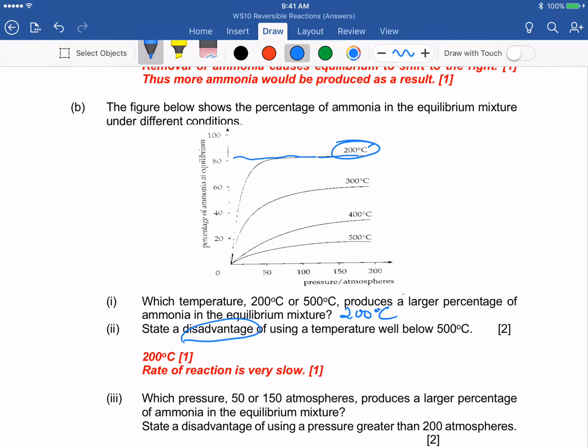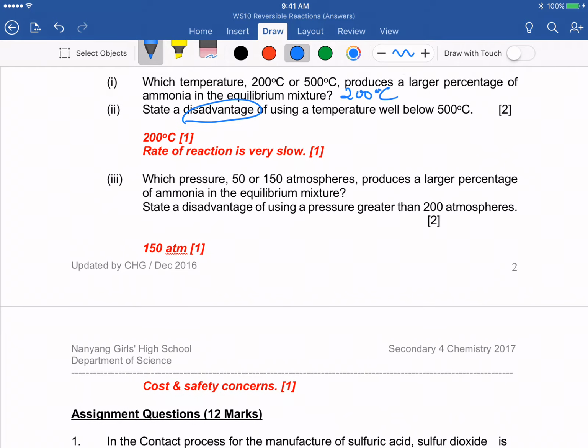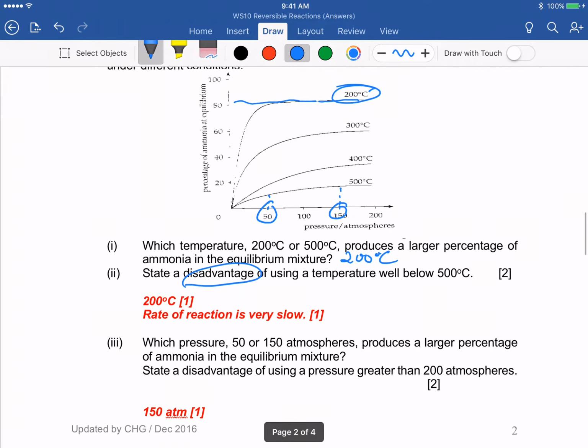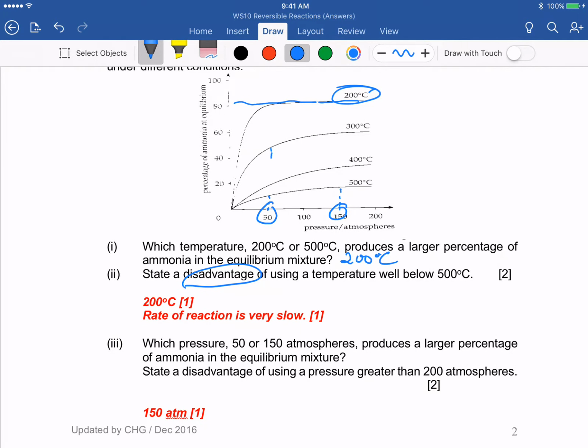State a disadvantage of using a temperature that's lower than 500 degrees Celsius. It will be that the rate of reaction is slow. Part 3, which pressure, 50 or 150 atmospheres, produce a larger percentage of ammonia in equilibrium mixture? State a disadvantage of using pressure greater than 200 atmospheres. Okay, 50 versus 150. If you draw a dotted line out, the 500 one is not very obvious. Okay, you can see that. Let's say at 300.